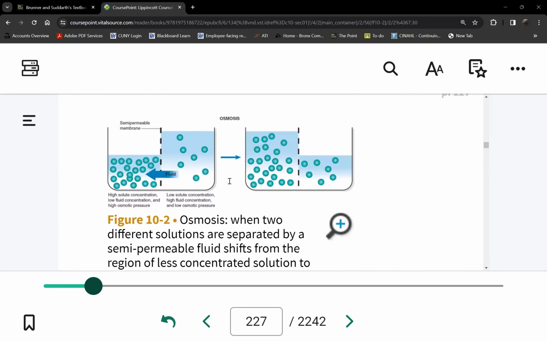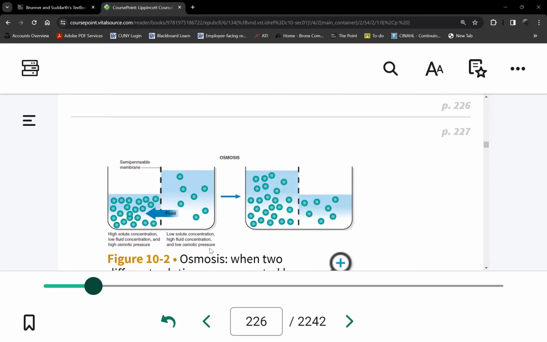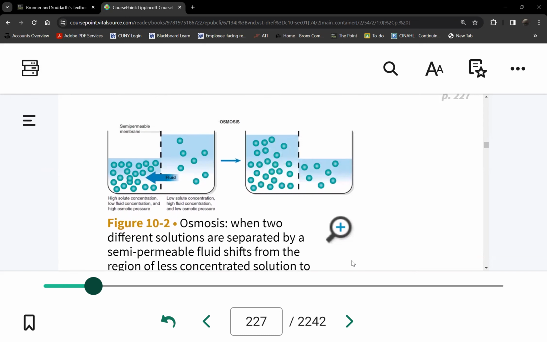So this is again the description. If you're a visual person, this is the process of osmosis. The goal of the body again is to equalize the concentration. Now, because large molecules cannot pass through membranes, only water can. Water molecules are small enough to pass through a semi-permeable membrane, so only water can move, not the large molecules.